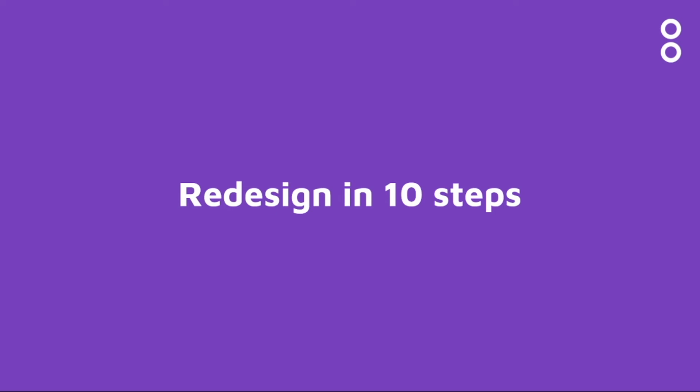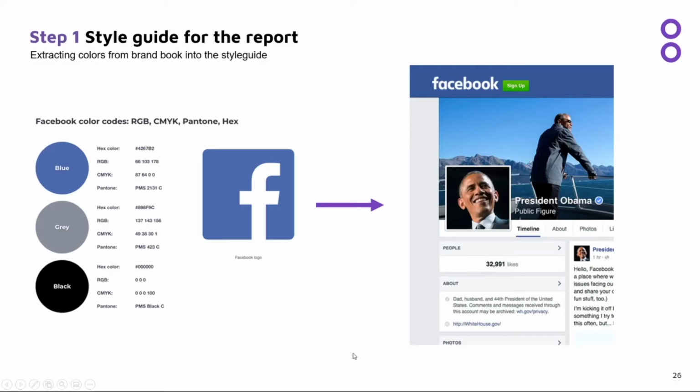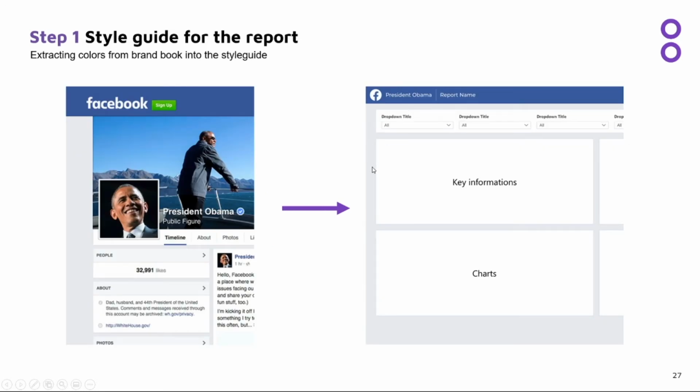Okay, so now the next part, redesign in 10 steps, where we give actual tips on how to improve a Power BI report on real life examples. So, first of all, we recommend creating a style guide for your report, and it is as easy as extracting colors from your company's website if you don't have a professional style guide. Here we are using an example of a Facebook page. We take blue, gray, and black, and that's basically it. You can transfer it easily to your report.